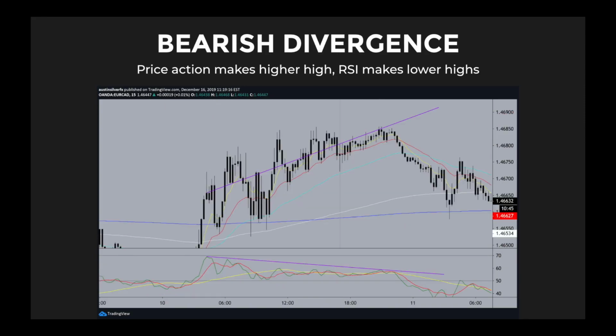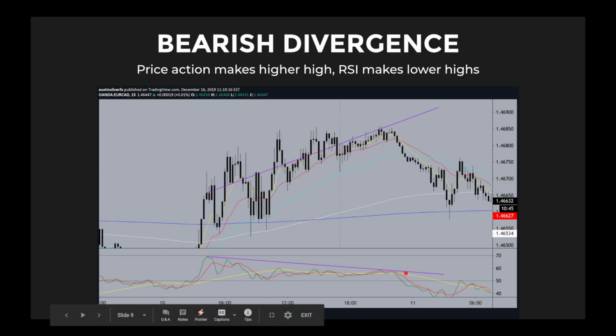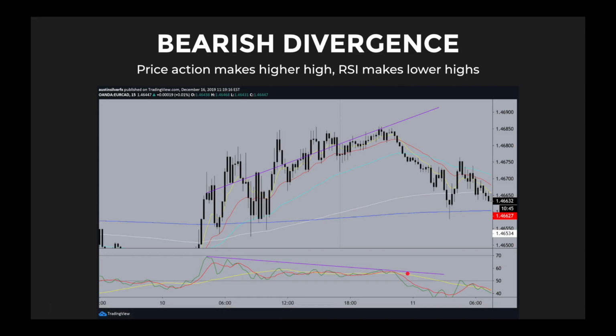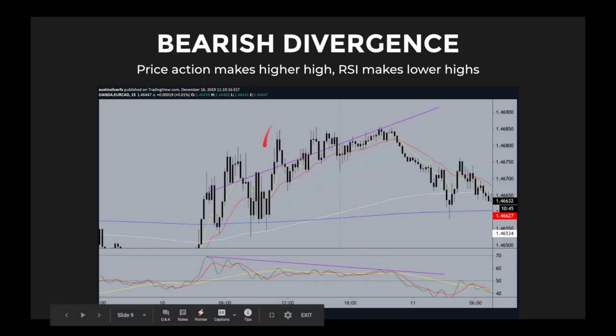Now compare that to bearish divergence. This is when price action is making higher highs and the RSI is making lower highs. So just like you see in front of you on EuroCAD, price is moving higher, but the RSI is actually moving lower. And that signals to us that something is going to change. Look at how price just chops its way up and then falls off that high.